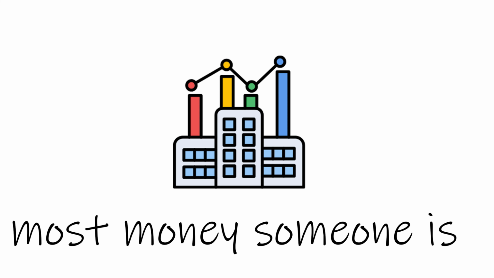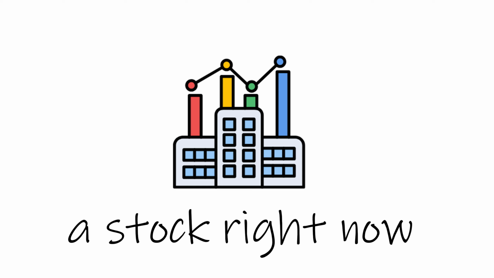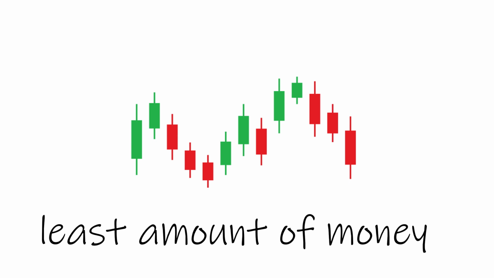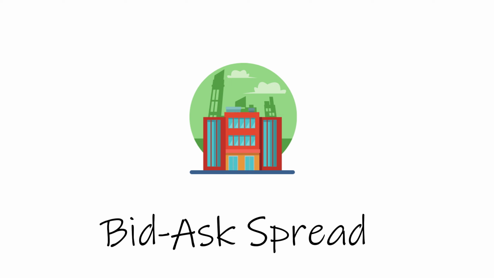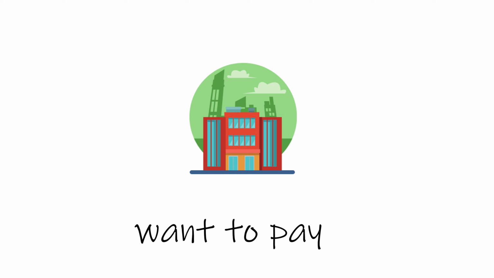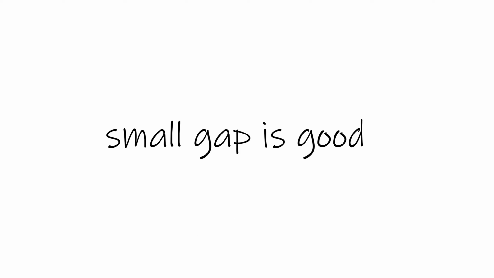This is the most money someone is willing to pay for a stock right now. Ask price. This is the least amount of money someone is willing to sell their stock for right now. Bid-ask spread. This is the gap between what buyers want to pay and what sellers want to get. A small gap is good because it costs you less money to trade.